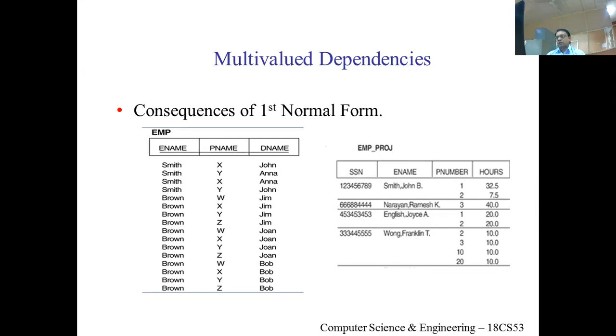As I told, these are the consequences of first normal form, which disallows attributes in a tuple to have a set of values. For example, if you consider the employee project here, an attribute will have a set of values, hours and project number. For the same SSN, that means one employee is working on multiple projects and we have more than one hours. On project number 1 the employee is working for 32.5 hours, and on project number 2 the employee is working for 7.5 hours.